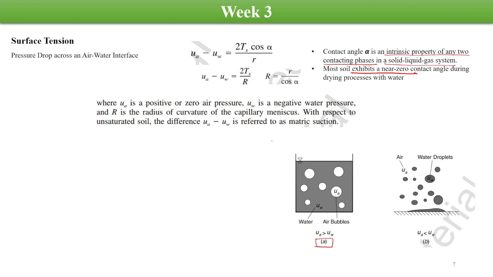If you see here, the shape of the air bubble is concave on this side and convex on this side. So the air pressure will be more inside. Inside the bubble it will be UA and outside it will be UW, and the pressure will be more on the concave side. So UA is greater than UW, the pore air pressure is greater than the pore water pressure. But in the opposite case, when water droplets are in air, the inside pressure is UW and the outside pressure is UA.